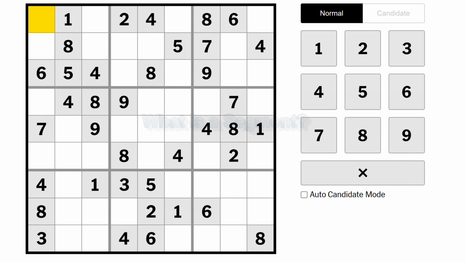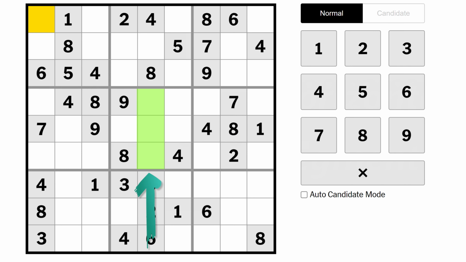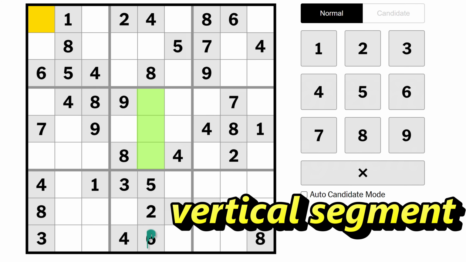First, what is a segment? A segment is when three cells line up together across a row or down a column. The cells must line up in the same 3x3 block. Let's take a look at this 3x3 block. These three cells all line up horizontally within the block, so these three cells make up a segment. And these three cells all line up vertically within the block, so this is also a segment.